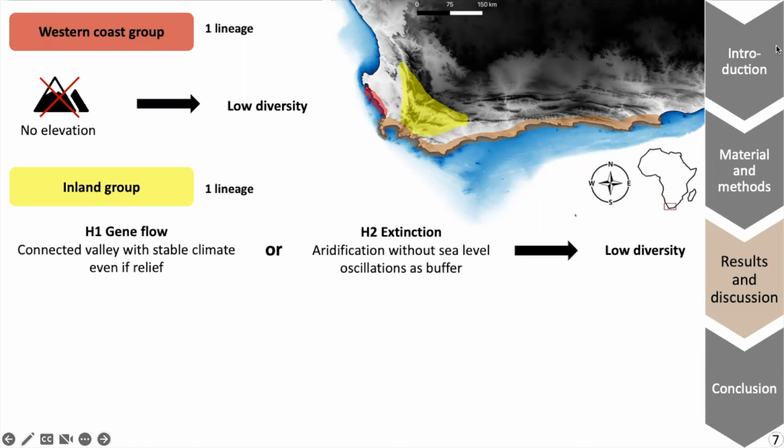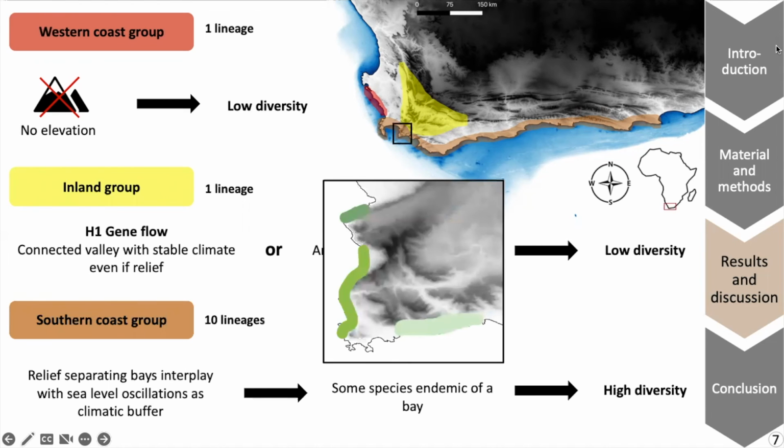First, even if there are mountains, the valleys could remain connected, allowing gene flow. Second, aridification without sea level oscillations as climatic buffers could have resulted in extinction. In the southern group, which consists of 10 lineages, we assume that the high diversity could be the result of the interplay between the mountains separating bays and the sea level oscillations that may have acted as climatic buffers. It is consistent with the current observation of some Phlyctinus species of this group, with some inferred species being endemic of a single bay, as you can see on the little map.